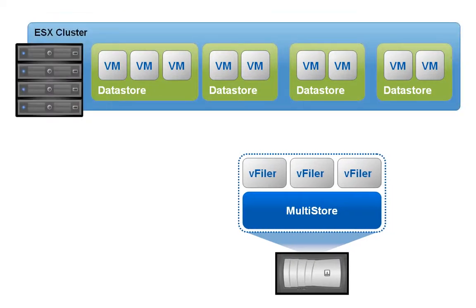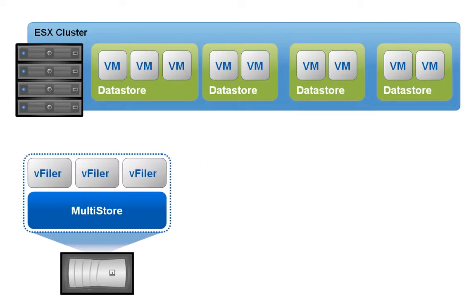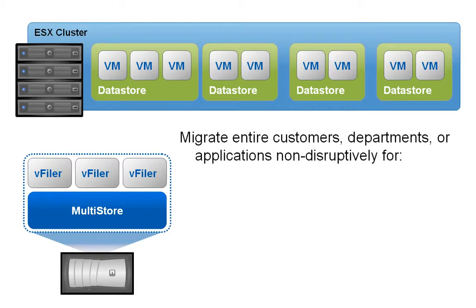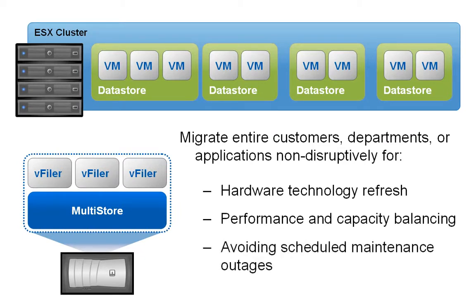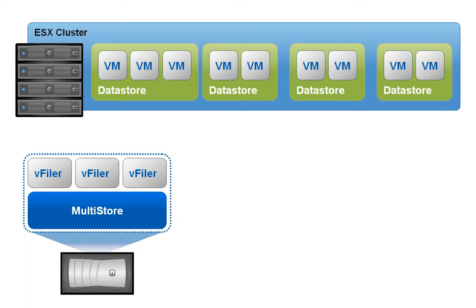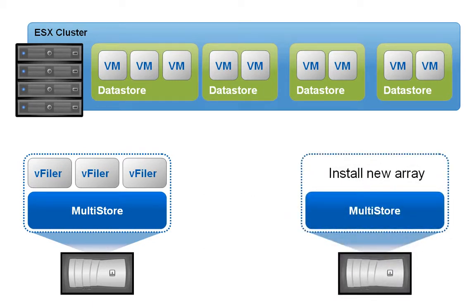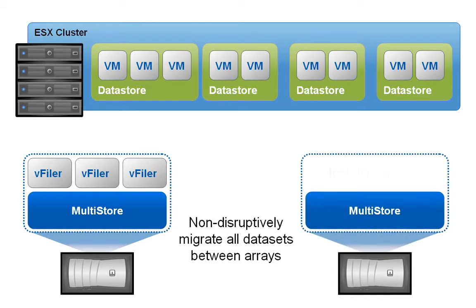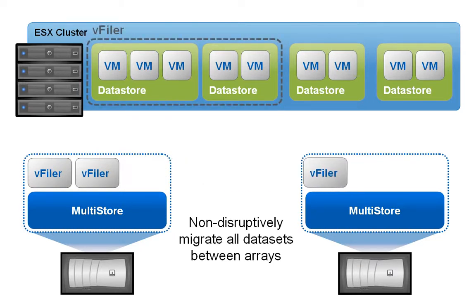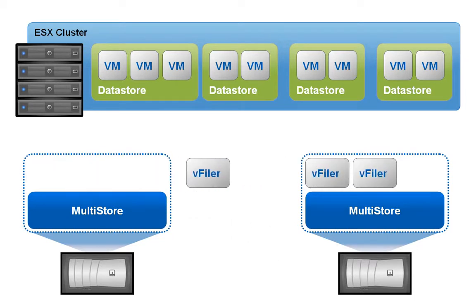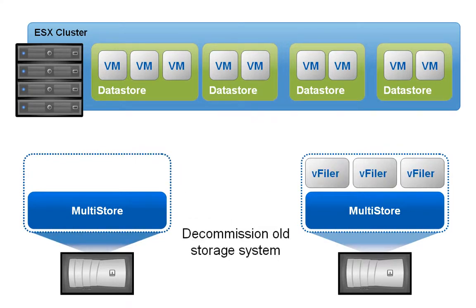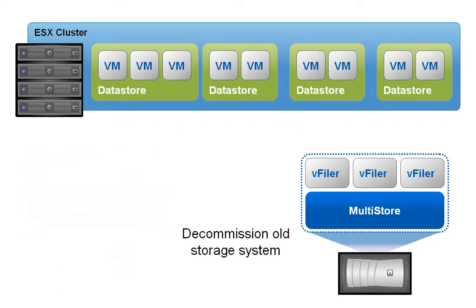Data Motion provides a single process for migrating entire customers, departments, or applications between arrays for hardware refresh, performance and capacity balancing, or avoiding scheduled maintenance outages. For example, the downtime associated with a hardware technology refresh is eliminated by non-disruptively migrating VMware data stores to a newly installed array. The existing array can then be retired from the environment.